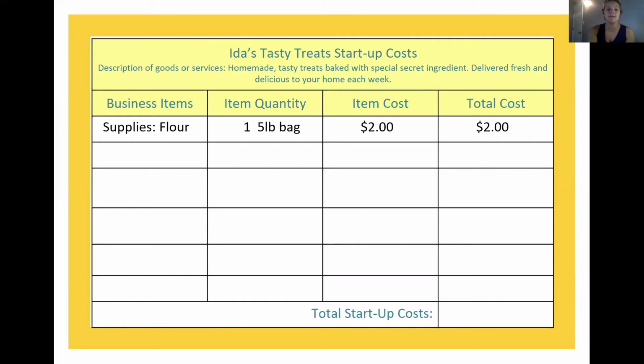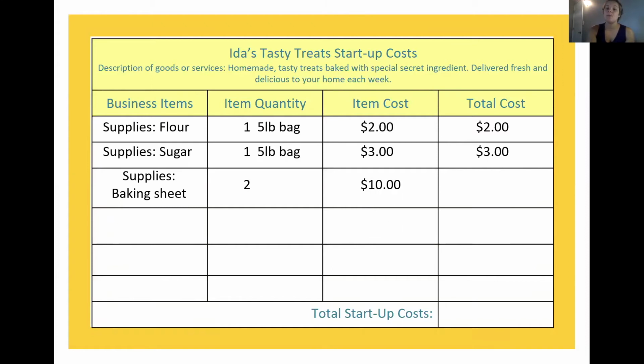The second supply that she needs is sugar. She's also buying a 5-pound bag. That is $3. And so she is spending $3 on sugar. She needs a baking sheet to put the cookies on, and she's buying 2 of those. And so for item cost, 1 of those baking sheets is $10, and she's buying 2 of them. So we know that that's going to be a cost of $20.